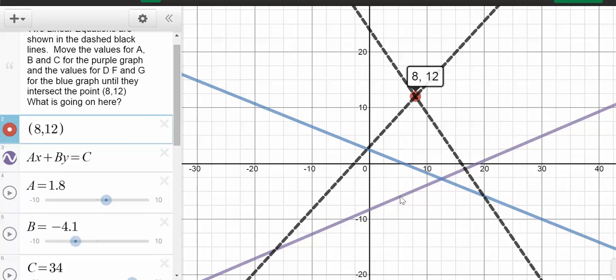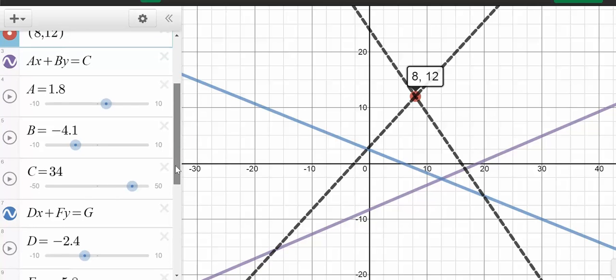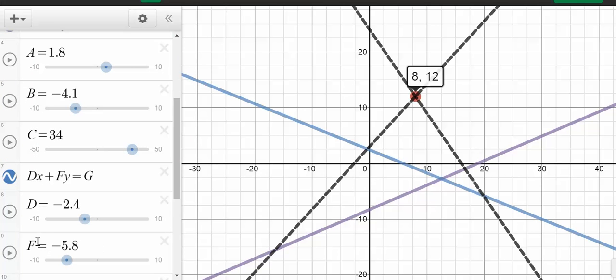Here's what I would like you to do. Notice that over here on the left-hand side, without scrolling all the way down, do not go past the F. See where it says the F? Don't go past there.